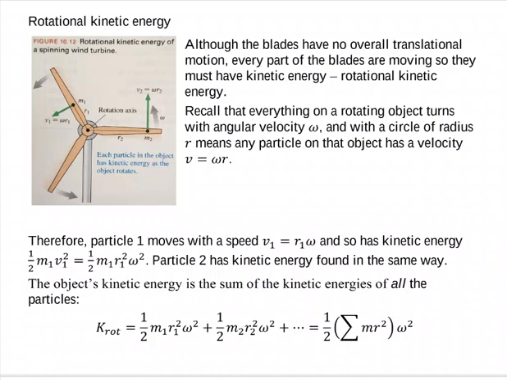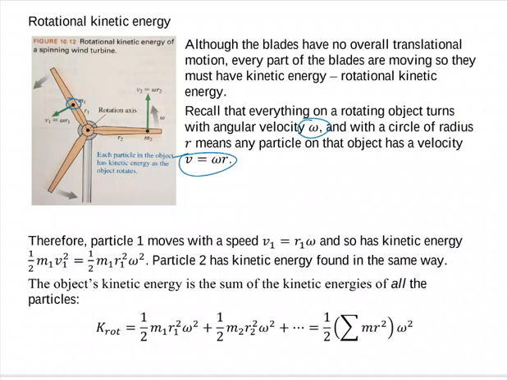All right, so although the blades have no overall translational motion, which means they're not moving from left to right, every part of the blade is moving, so they must have kinetic energy. So that's rotational kinetic energy. Remember that everything on a rotating object turns with angular velocity. Our symbol is omega. With a circle of radius r, any particle on that object has velocity. Here's our equation: V equals omega r.